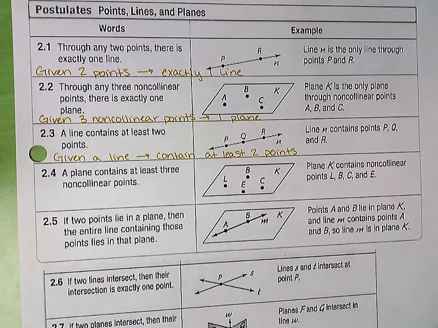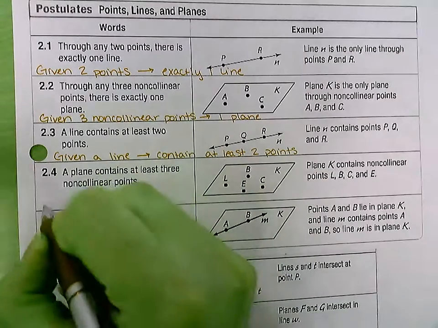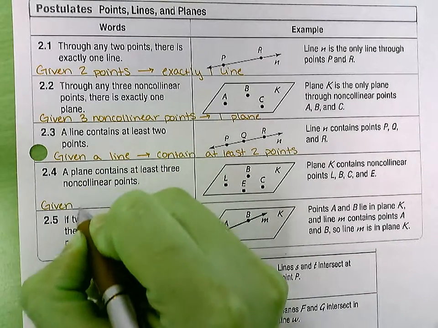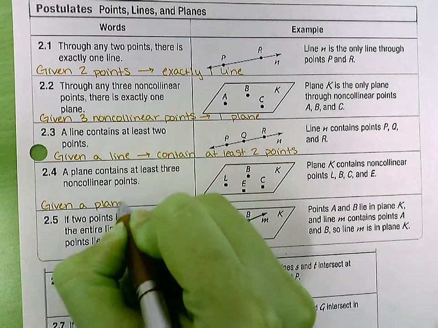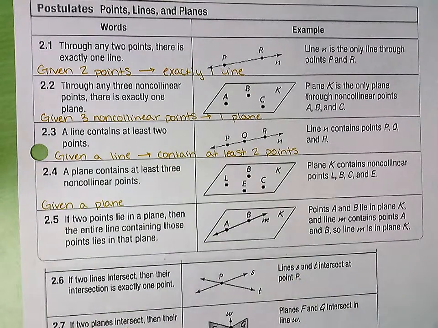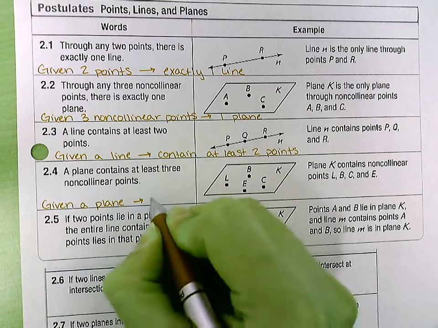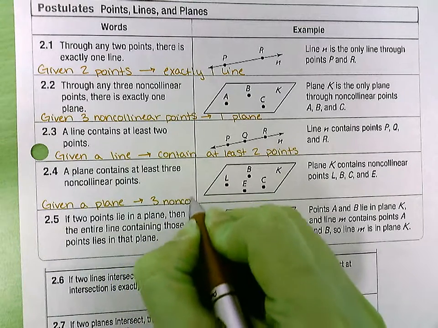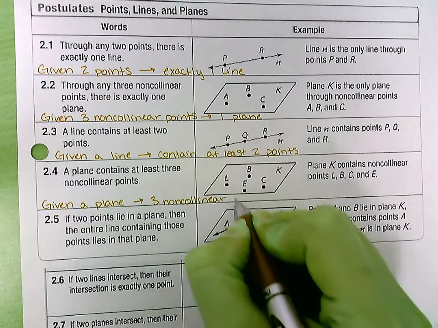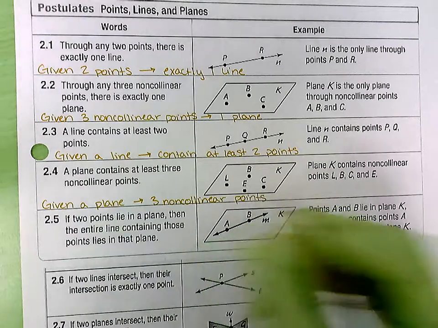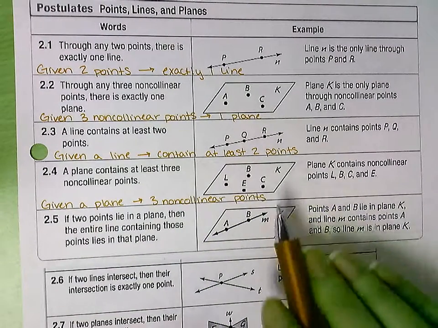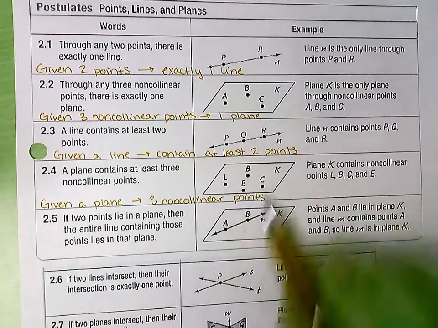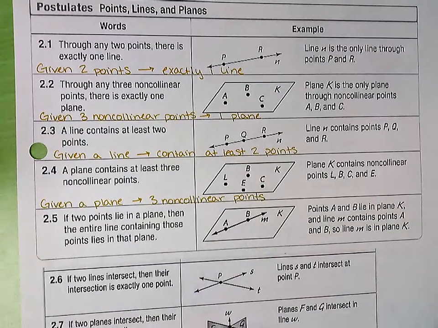2.4, a plane contains at least 3 non-collinear points. So if you're given a plane, it must have 3 non-collinear points. So plane K is here. It has 4 points. 3 of them have to be non-collinear, so L, B, and E.